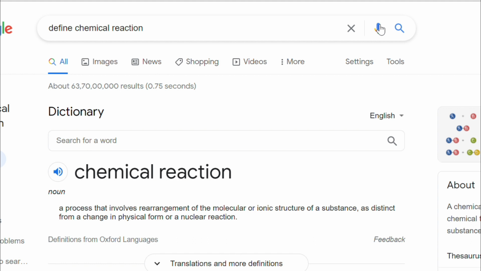This is the definition of chemical reaction. A process that involves rearrangement of the molecular or ionic structure of a substance, as distinct from a change in physical form or a nuclear reaction.